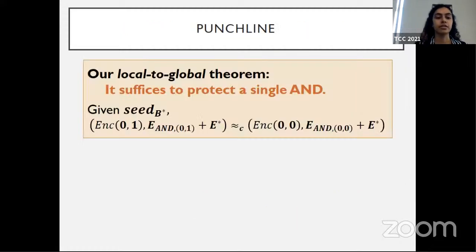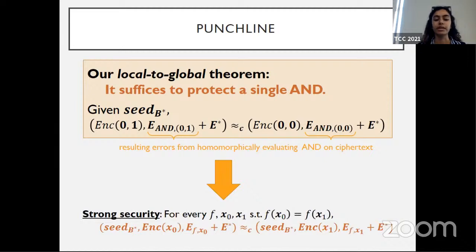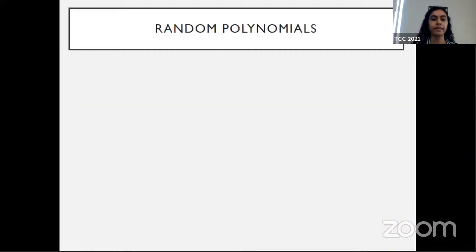So the main theorem, as I mentioned in our paper, is a local to global theorem, which shows that it suffices to protect a single AND. This means that we can just look at the case where the F that we're considering is AND and the inputs are 0, 1 and 0, 0. So again, these are the resulting errors from homomorphically evaluating AND on these ciphertexts. We show that we can upgrade this to strong security, which is what I mentioned before. The trick that we use here is implicitly used in WW, but here we abstract it out and show a hybrid argument to actually upgrade security for a single AND to fully strong security.